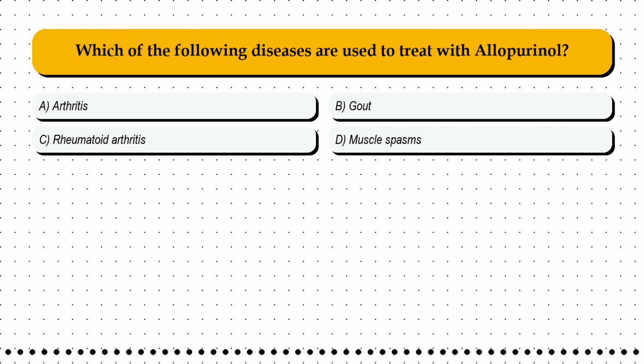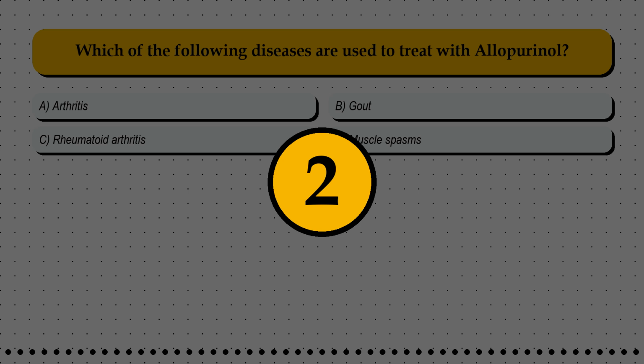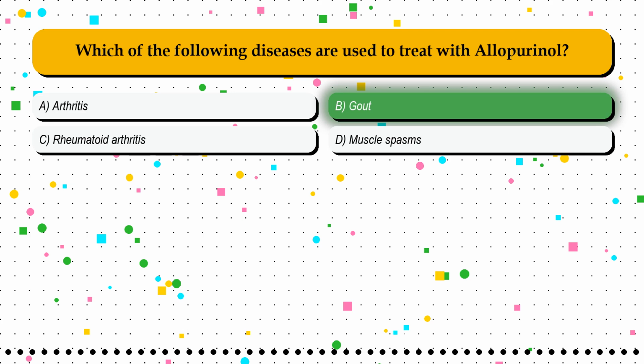Question 155. Which of the following diseases is treated with allopurinol? Option A. Arthritis. Option B. Gout. Option C. Rheumatoid arthritis. Option D. Muscle spasms. The correct answer is option B.